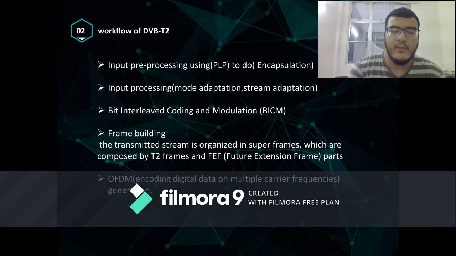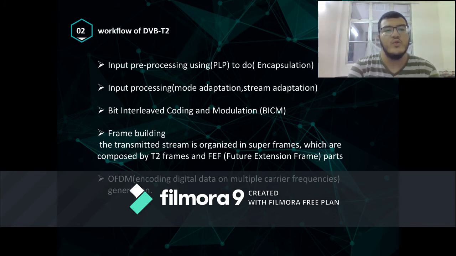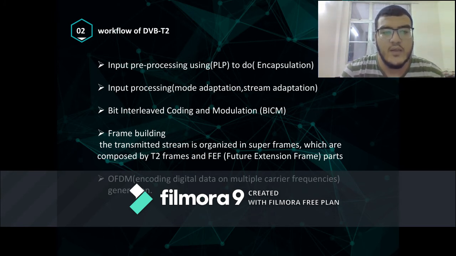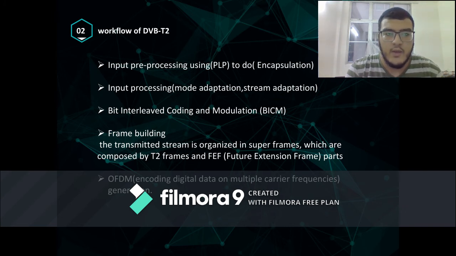The next is OFDM. We already talked about it in the system specifications. OFDM is a method of digital signal modulation in which a signal data stream is split across several frequencies to ensure minimal interference or crosstalk. This is the last step of the T2 workflow, and after that the signal is sent, and that's it for me. Thank you for listening.